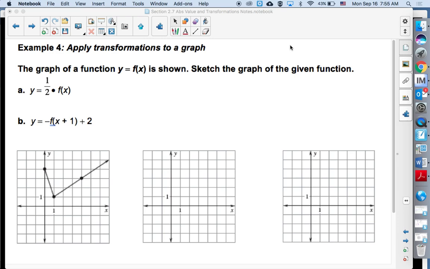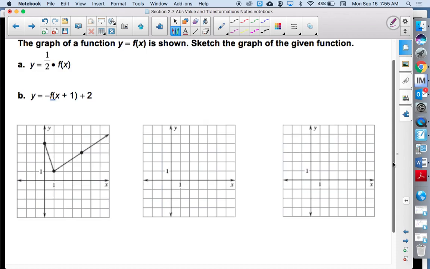And our goal is to graph part A, which is 1/2 of f of x, and then part B says negative f of x plus 1, and then plus 2. So that's going to be our goal. The first thing that I'd like us to do before we talk about graphing, we're actually going to graph last, is find a couple of points or write a couple of points that go along with this current graph. So we're going to make a t-chart. I'm not doing anything with A or B quite yet. I want you to make a t-chart and pick a couple of points that are on the graph and list them in the t-chart.